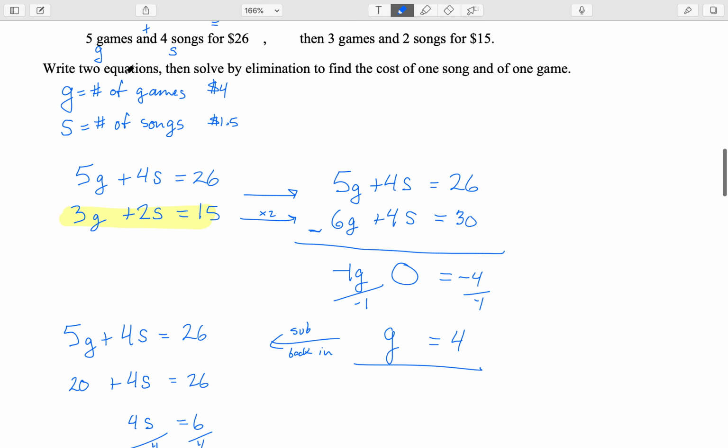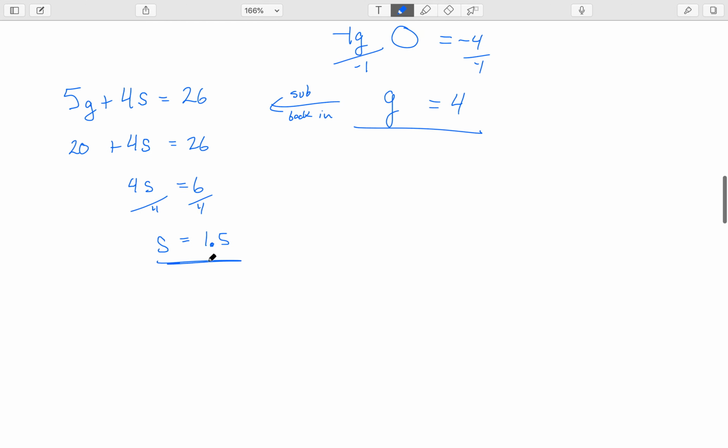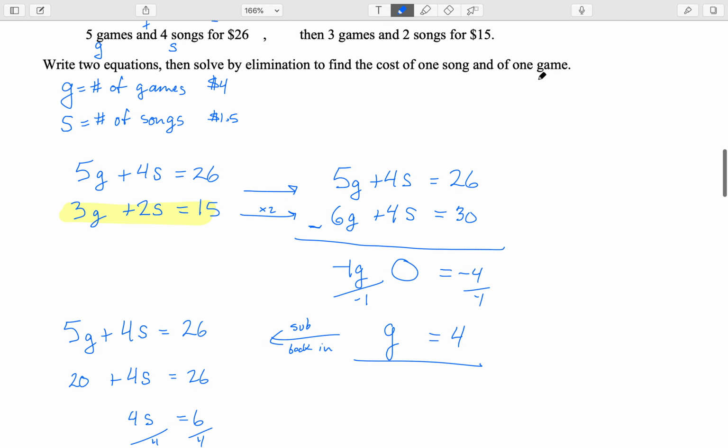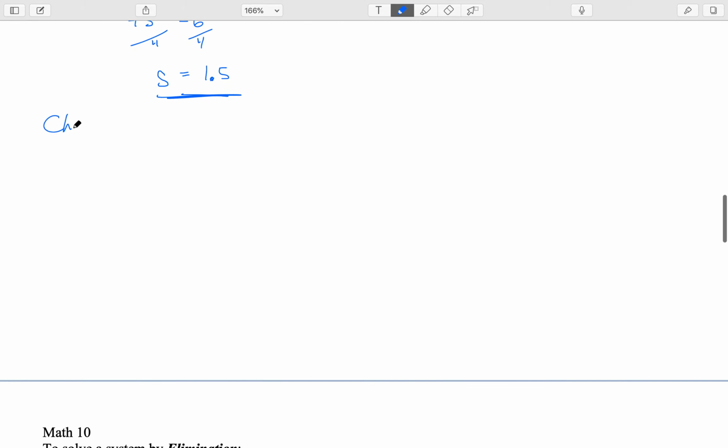Yeah, so write them in elimination. There, we just did this by elimination. There's my other answer. G is equal to this, S is equal to that, one song, one game. You know what? I should probably do a quick little check. Okay, so the check is not all that hard.